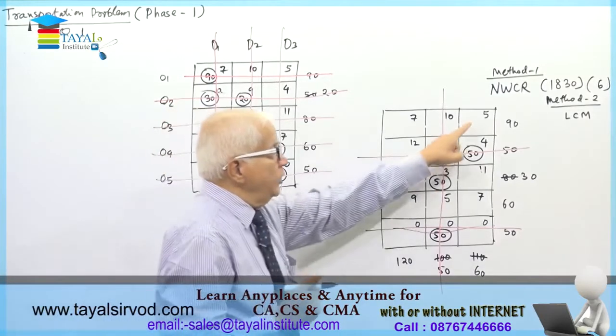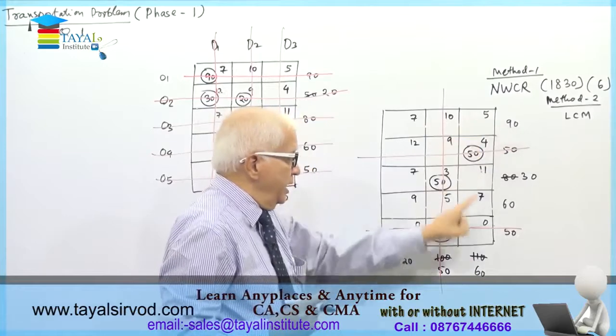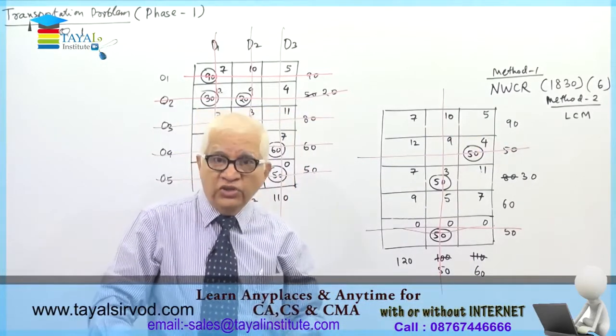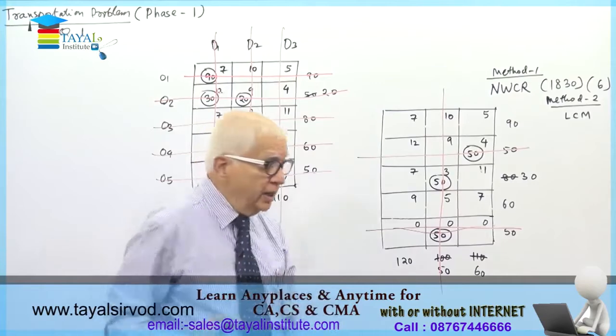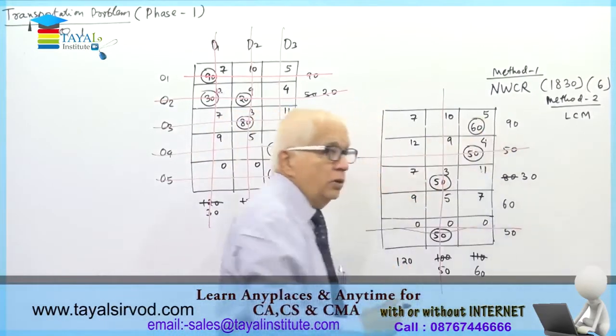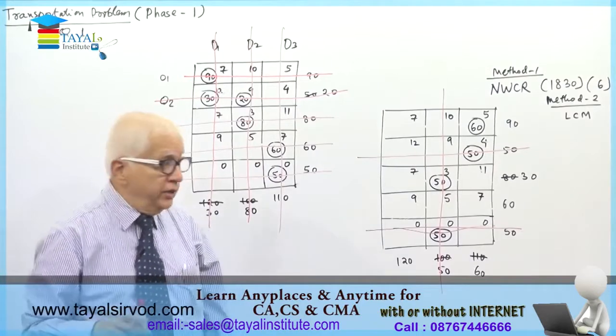5. I need to make allocation over here. The availability is 90, demand is 60. So how many units can I allocate maximum? 60, lower between demand and supply. So 60 units are now allocated in cell called as O1D3.